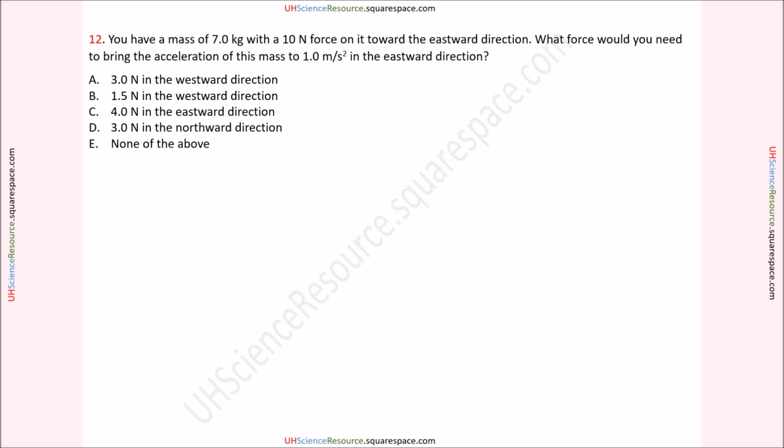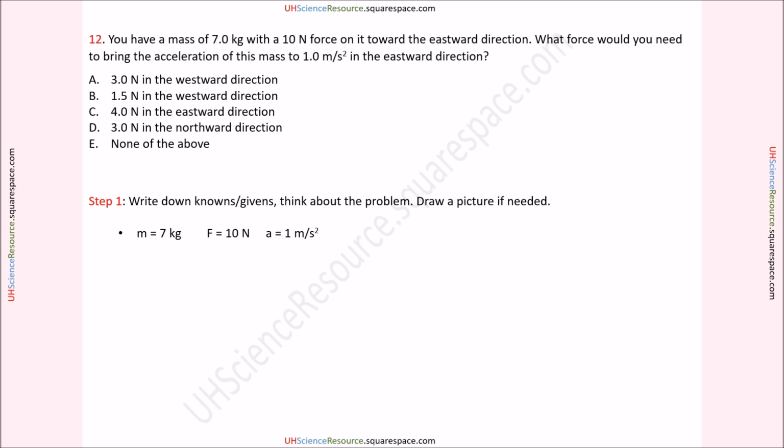This is question number 12. It says, you have a mass of 7 kilograms with a 10 Newton force on it toward the eastward direction. What force would you need to bring the acceleration of this mass to 1 meter per second squared in the eastward direction? Okay, so let's write down what we have.